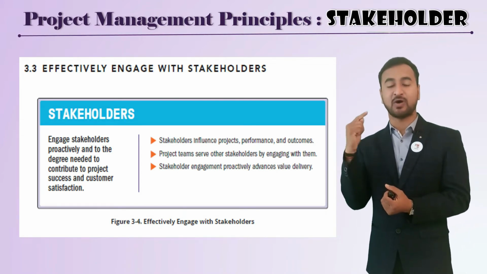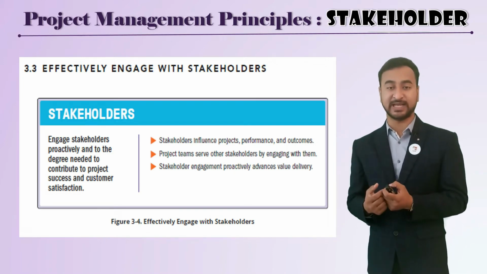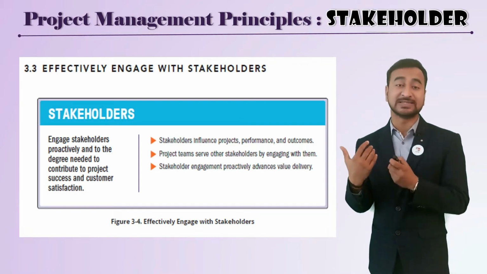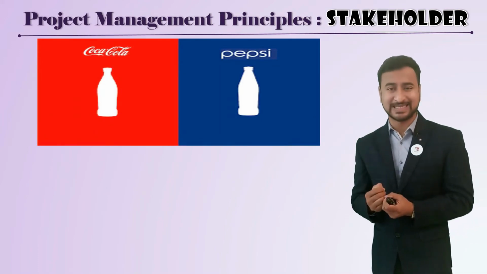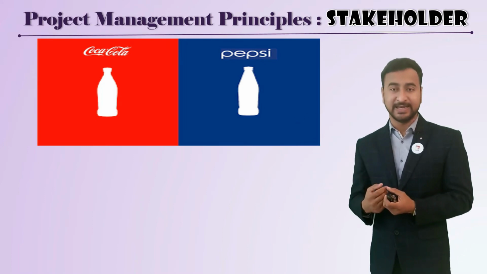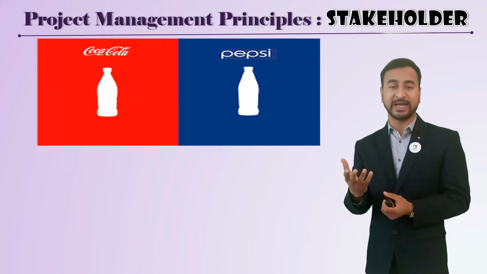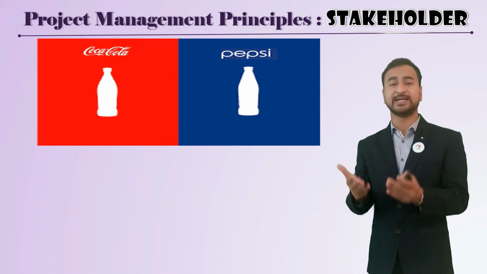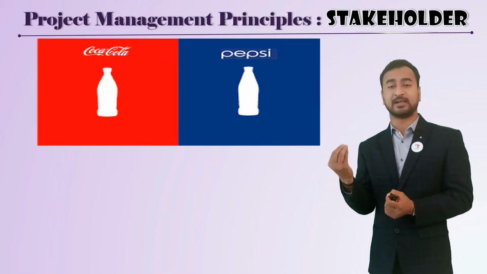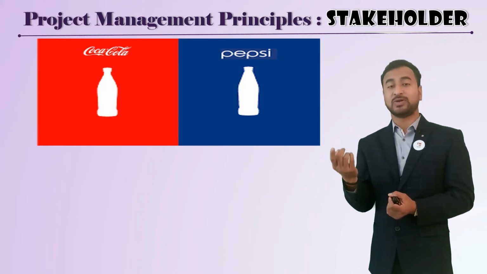That is the intention of this particular principle: effectively engage with the stakeholder. And how can we effectively engage the stakeholder? First of all, you need to understand who your stakeholders are. I want to give an example with two competitors. Let's consider PepsiCo wants to launch a new soft drink in the next financial year. So who are the stakeholders for this? The entire ecosystem of their clients, their investors, the workers and all that. But one more stakeholder is Coca-Cola.